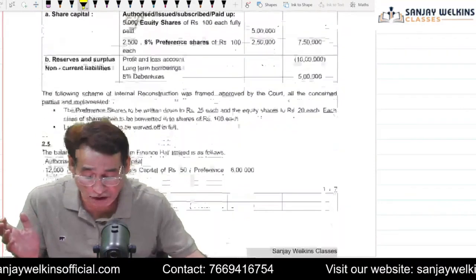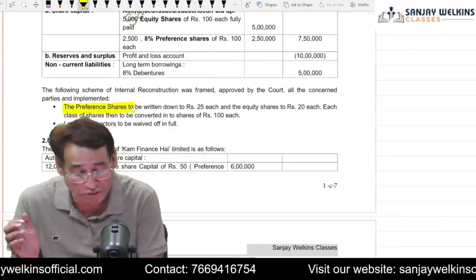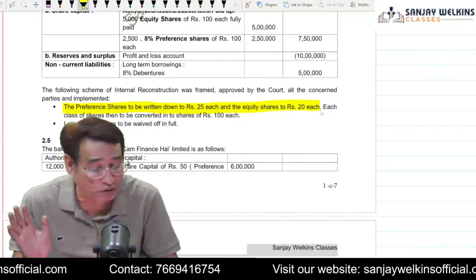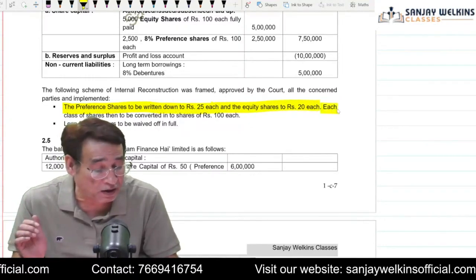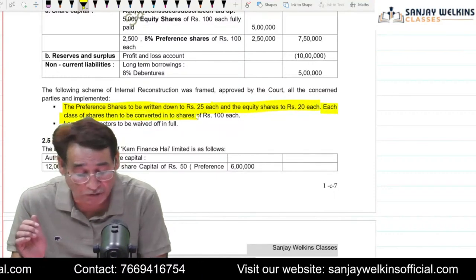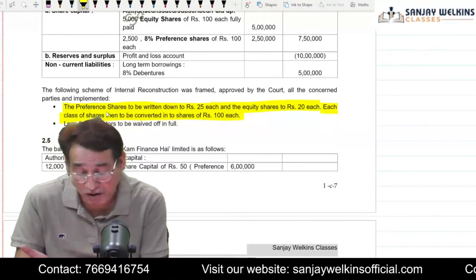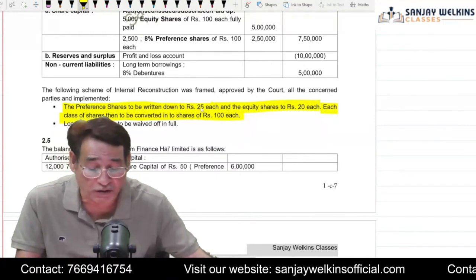In this particular case, preference share to be written down to 25, I am not going to discuss this. Equity share reduced to 20 each, I am not going to discuss this. Then it is written each class of shares then converted into shares of 100 each. Now, because of this, I will have to discuss this. Preference shares written down to 25.